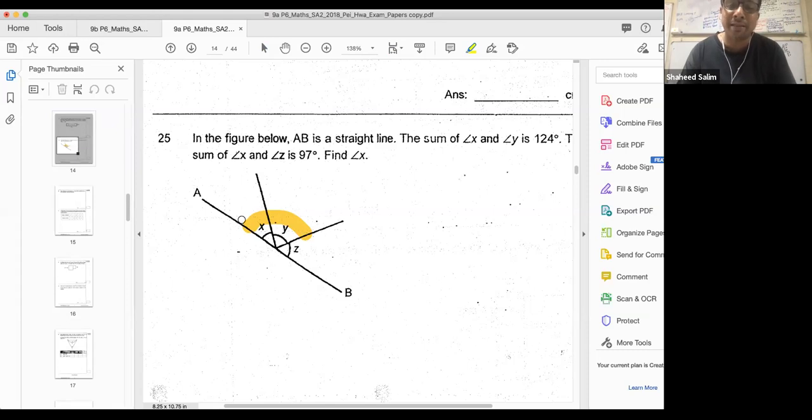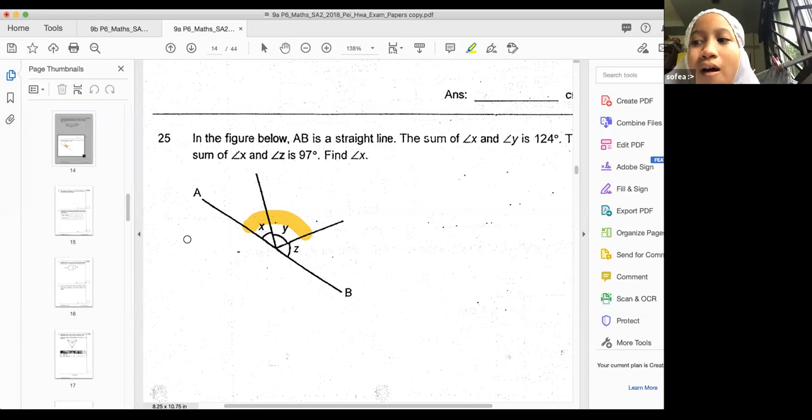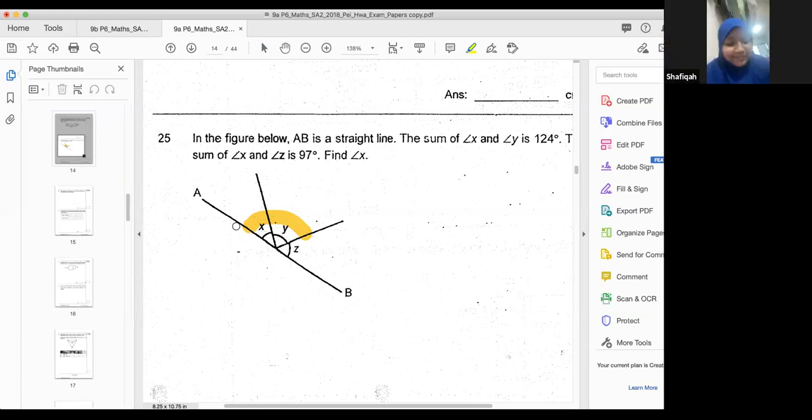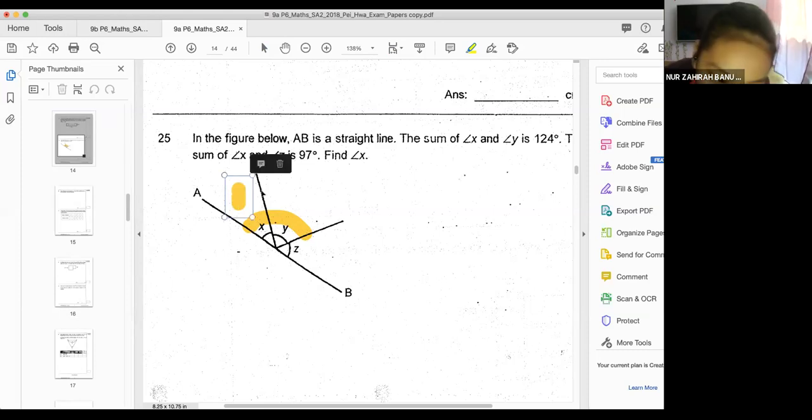So Shafika, what is this? X plus Y? Are you there now, Shafika? She's not there. Yes, she is. Shafika, X plus Y, how much? X plus Y? 124. Good.